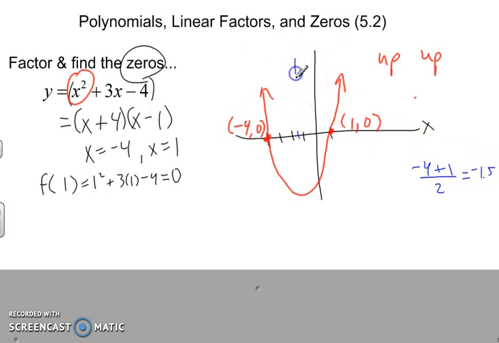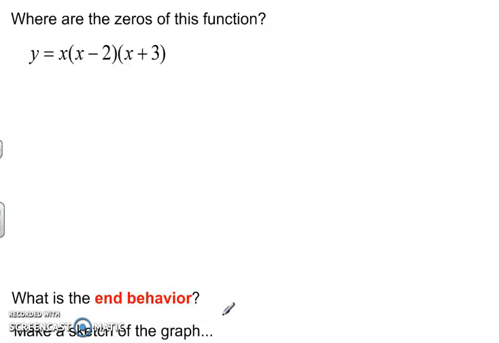So there's a dotted vertical line right here at x equals negative 1.5. It's right in the middle, 2.5 units from each solution, or zero of the graph there. So it's all about finding the relationship between all those different kinds of points. Here, what's nice about this one is it's already kind of set up for us. So let's find the zeros of this graph.